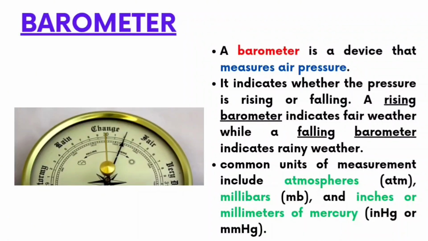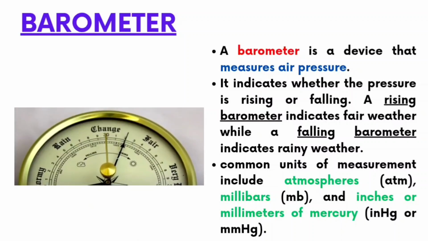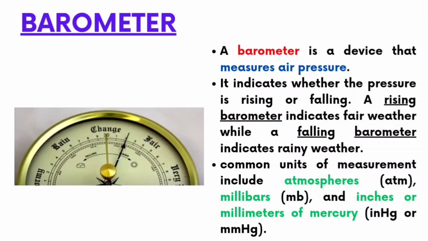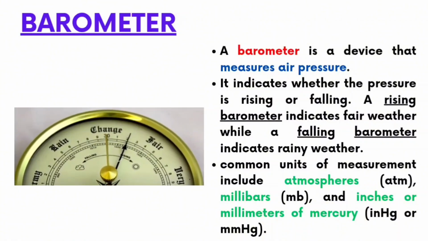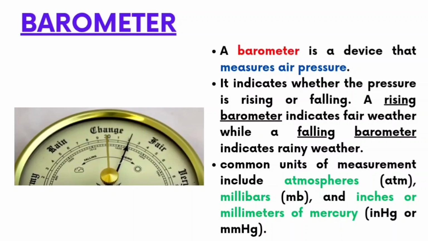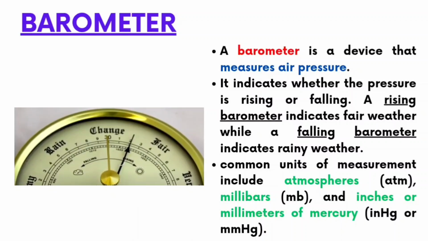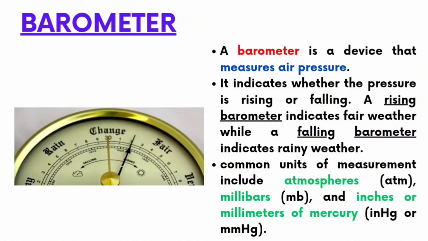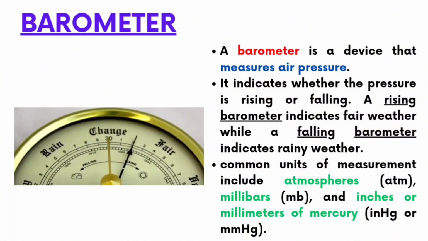Barometer. A barometer is a device that measures air pressure. It indicates whether the pressure is rising or falling. A rising barometer indicates fair weather, while a falling barometer indicates rainy weather. Common units of measurement include atmospheres, millibars, and inches or millimeters of mercury.